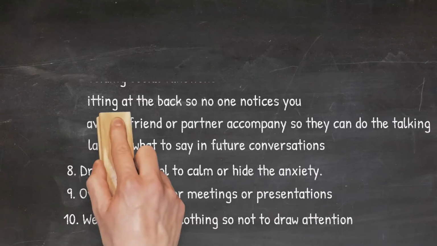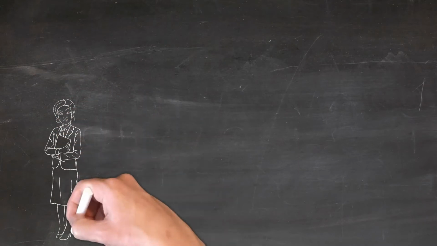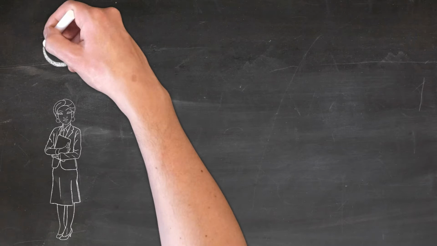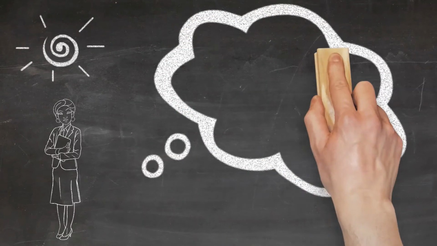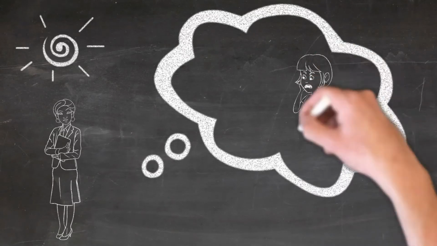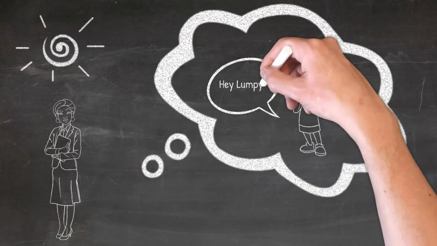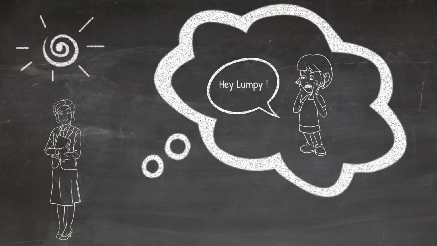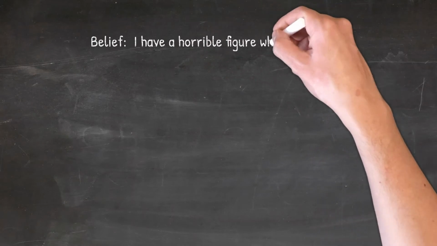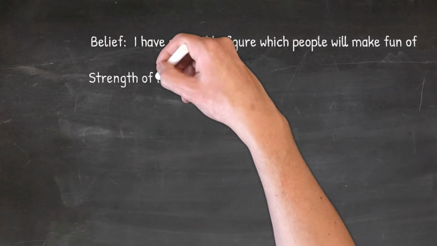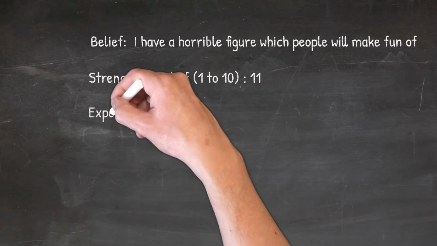Let's give an example. Camilla never wore trousers to work, and she always kept her jacket buttoned up, no matter how hot it was. This was her avoidance behavior. Why did she do this? Well, it was because she believed she had a horrible figure, and people would call her lumpy, like some horrible girls did when she was in school. Her therapist asked her how strong she believed this from 1 to 10. Camilla said 11.